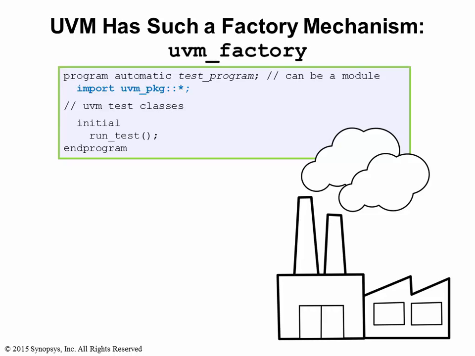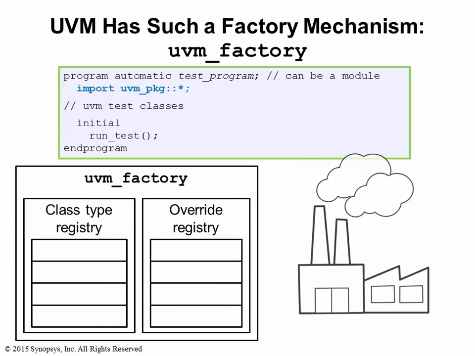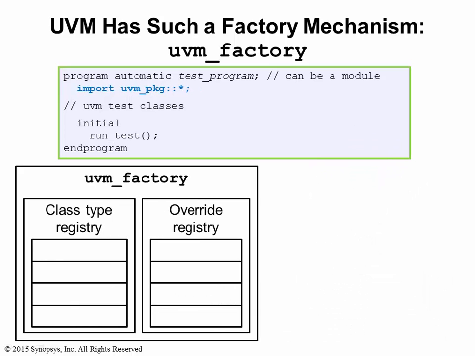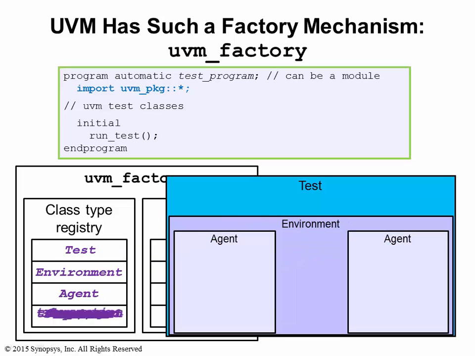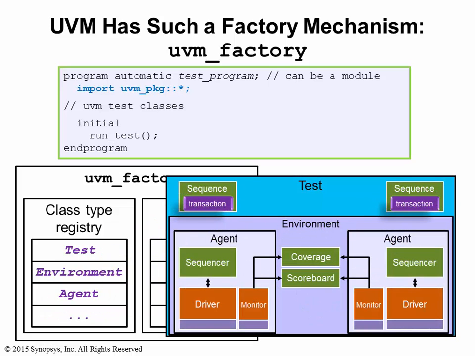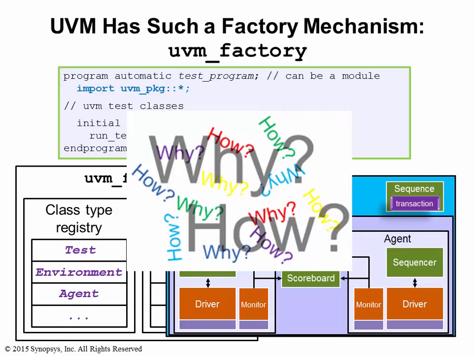To access the UVM Factory, you must import the UVM package. The UVM Factory has two registries built in, a class type registry and an override registry. Each user class is registered into the class type registry upon creation. Then, during simulation, the UVM Factory is used to construct the testbench objects. How does this work? What's the override registry for? Why do we want to do this?